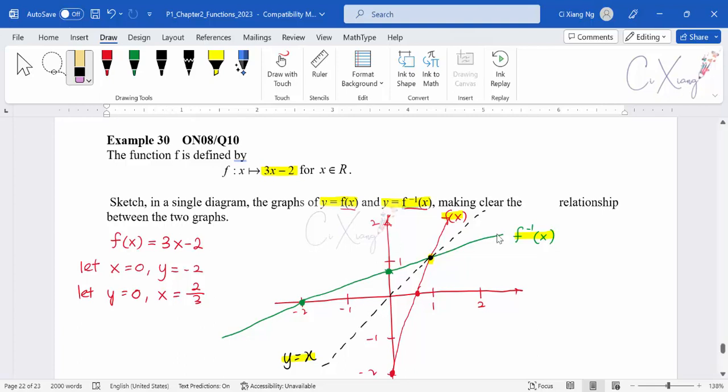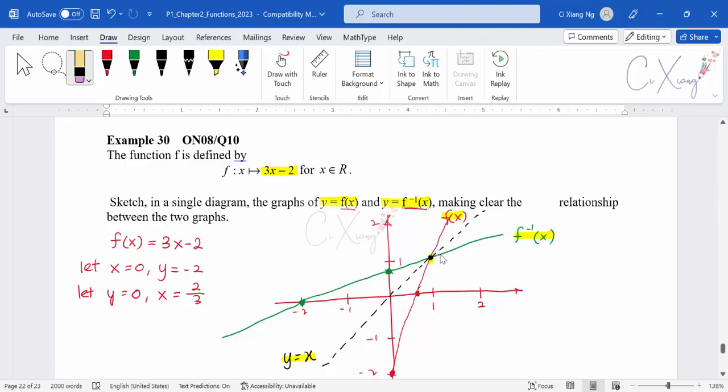Okay, so in exam, if let's say they want us to make clear the relationship between the two graphs, right? Please make sure that you show clearly the line y equals x. It will be actually the mirror or the reflection line for these two functions, f and f inverse. And at the same time, you also have to show that they are having the intersection at the same point, right? Always at the same point here.